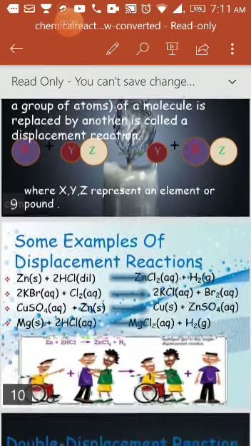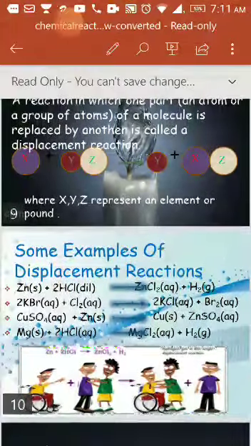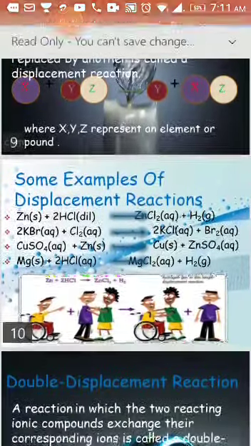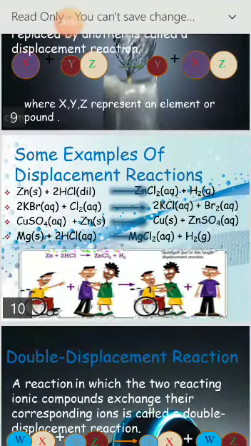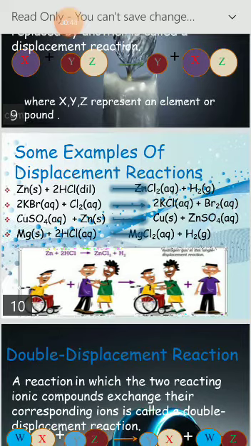Let us discuss some examples of the displacement reaction. Zinc reacts with hydrochloric acid to give zinc chloride and hydrogen. In this reaction, zinc is more reactive than hydrogen. So zinc will displace hydrogen and zinc chloride is formed.